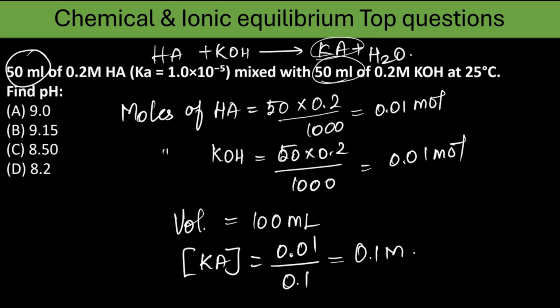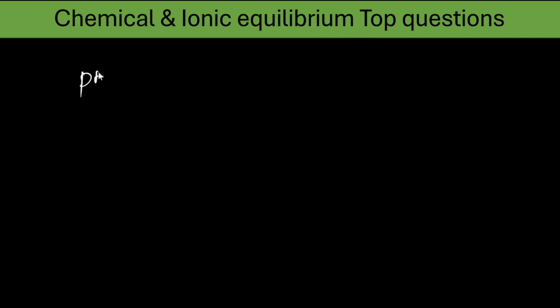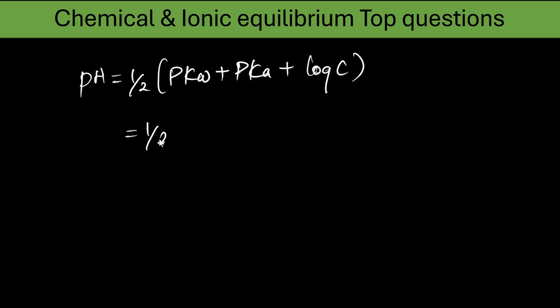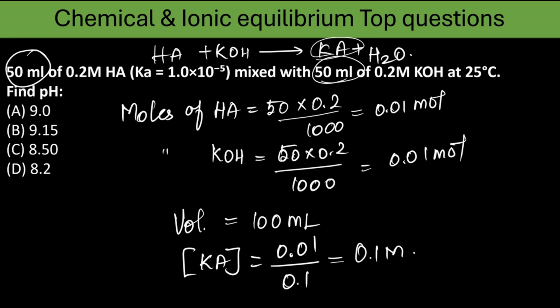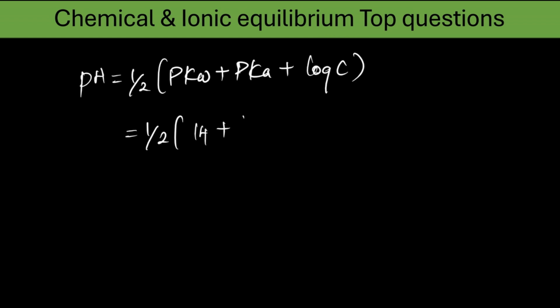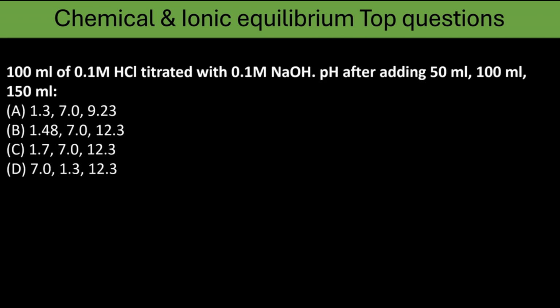Now substitute it in the formula. pH is equal to half pKw plus pKa plus log C, right? So pKw is 14, plus the Ka value is given as 1 into 10 to the power minus 5, so pKa becomes 5 now, right? And log C, the concentration of salt, is 0.1. So log 0.1. So the pH value comes out to be 9. So 9 is your answer.